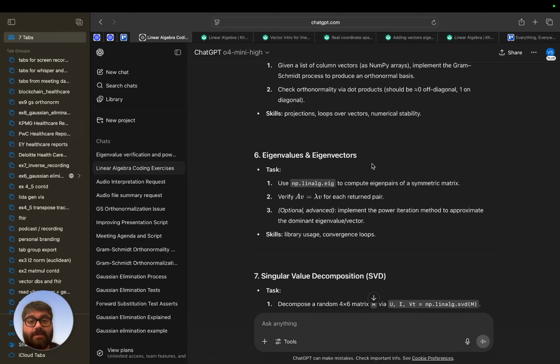But anyways, eigenvalues and eigenvectors. We have to use the linalg module, or linear algebra module, of NumPy to compute eigenpairs of a symmetric matrix. Verify AV equals lambda V for each returned pair. Optional advanced: implement the power iteration method to approximate the dominant eigenvalue or vector. Now, library usage and convergence loops are what it's testing me on, apparently, but we're not gonna do library usage, because using a library is really not that difficult if you understand the thing, which is why I'm less concerned about those second passes.